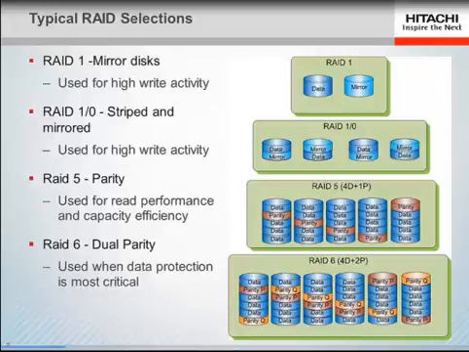RAID 6 is getting more and more popular in the data centers for data protection. It gives a little bit more write overhead than RAID 5. However, it gives much better data protection. In this example, we're showing RAID 6, 4 data plus 2 parity. So we've calculated a parity P and a parity Q for every 4 blocks of striped data. In this example, any 2 disks in this group could fail, and we would still maintain our data integrity.